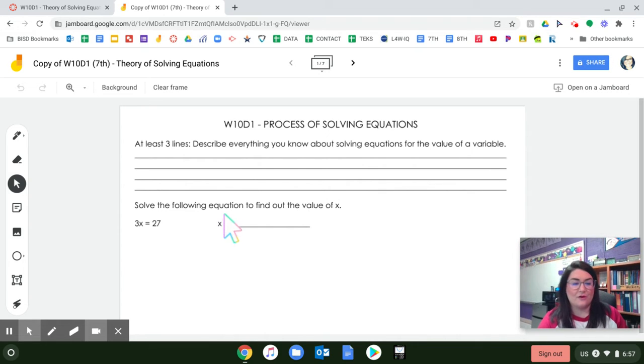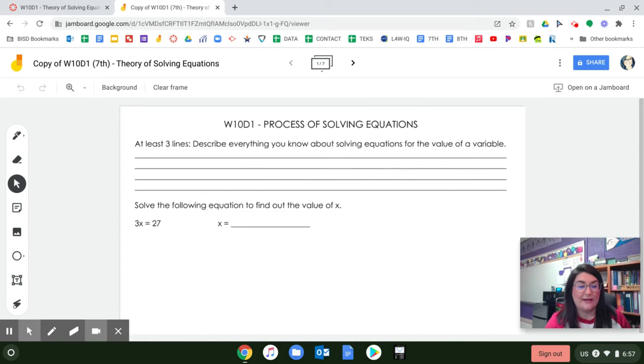Okay, so for this first example, solving this equation to find the value of x, 3x equals 27. And the way that I would think about that is 3 times a number that we don't know will give us 27. You might already know 3 times 9 is 27, right? But what if it's more complicated numbers that you don't just know off the top of your head? What we want to do is undo whatever has been done to x.